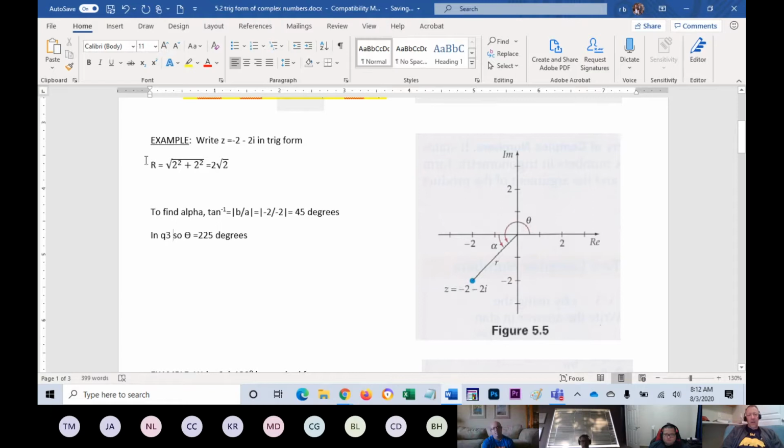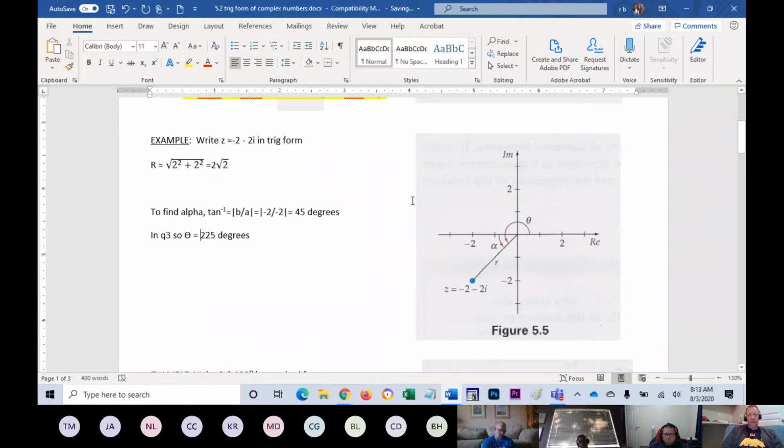So the hypotenuse, R, is just going to be the square root of negative 2 squared plus negative 2 squared, which equals 2 square roots of 2. Okay? So this length here is 2 square roots of 2. And to find your alpha, we just know that that's B over A. So if I take negative 2 over negative 2, that's going to be a 45-degree angle. But as we can see from my graph, a 45-degree angle as measured from the x-axis is going to be a 225-degree angle because I am in quadrant 3.